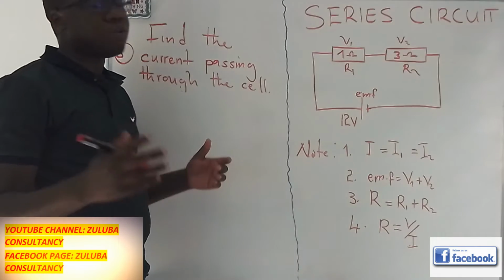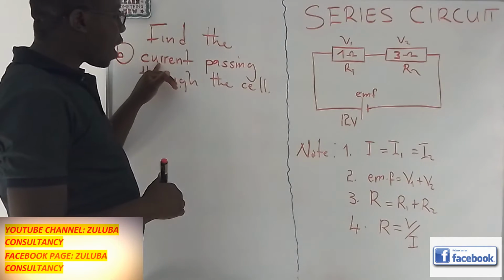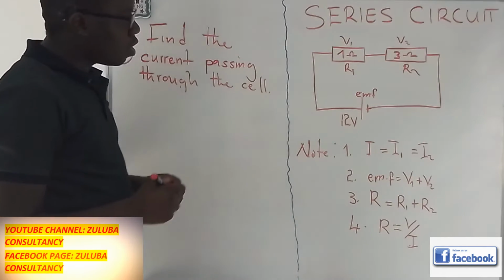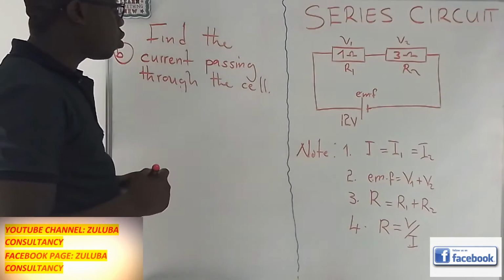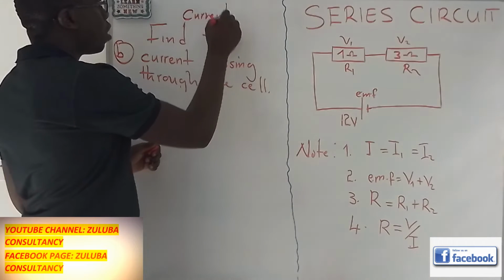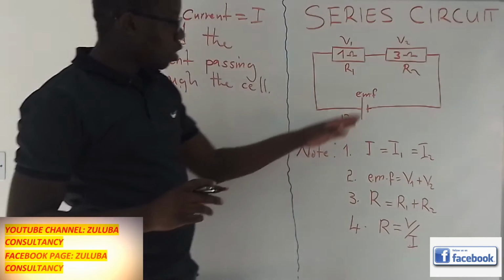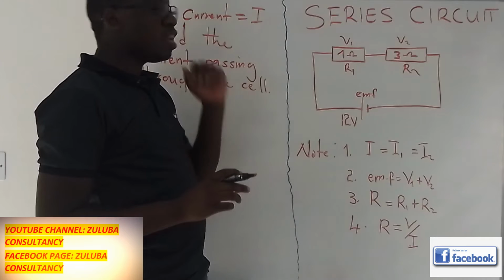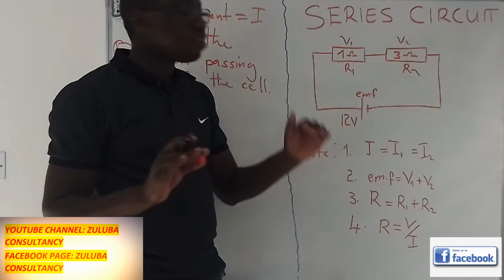The second example that we can calculate from this series circuit is finding the current that is passing through the cell here. We know that current is measured in amps, and the symbol used to show current is I. So current, we use the symbol I. Now, when we look at the 4 equations that we have, which equations have the letter I? You'll notice equation 1 and equation 4 have this letter I.